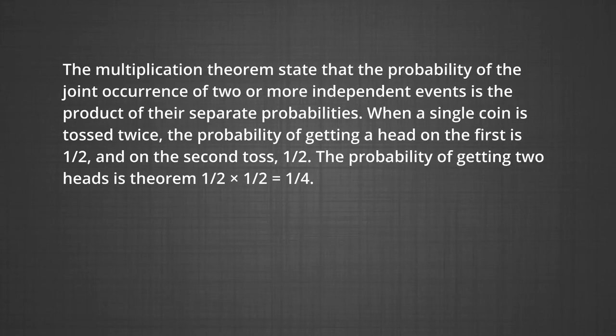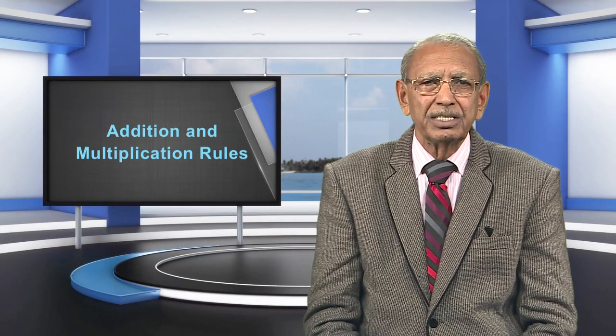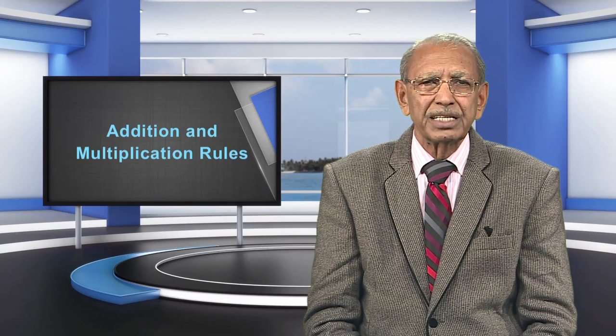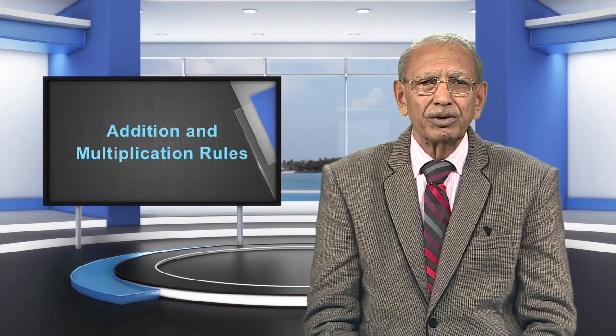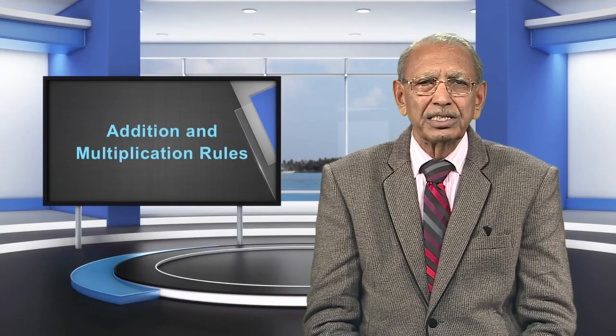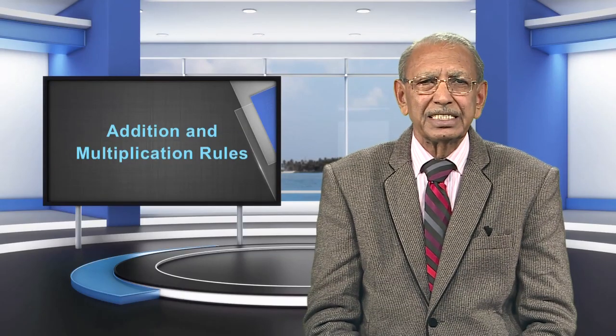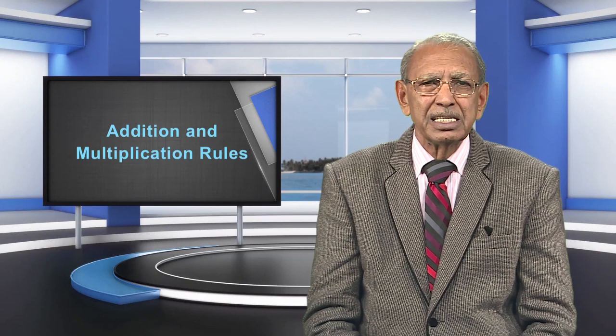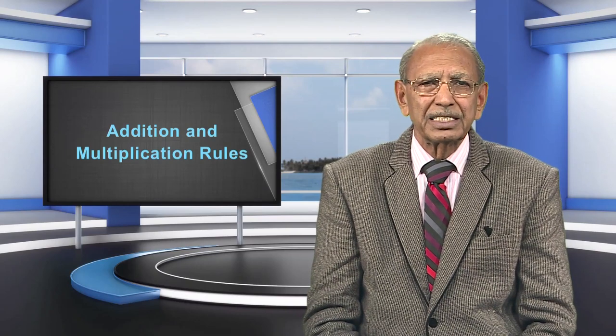In the same manner, we could determine that the probability of getting 3 heads from tossing a single coin 3 times would be 1 upon 2 times 1 upon 2 times 1 upon 2, that's 1 upon 8. What is the probability of obtaining 6s in rolling 2 dice? The probability that the first dice is a 6 is 1 upon 6.